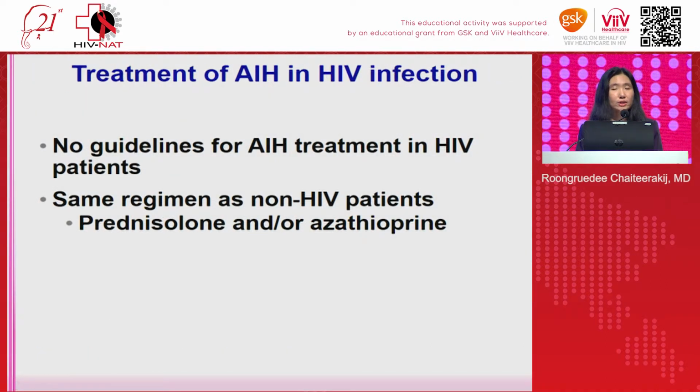Regarding treatment of AIH in HIV infection, there are currently no guidelines for AIH treatment in this particular group of patients. So we recommend that we can use the same regimen as in non-HIV patients, which is the immunosuppressive prednisolone in combination with azathioprine.